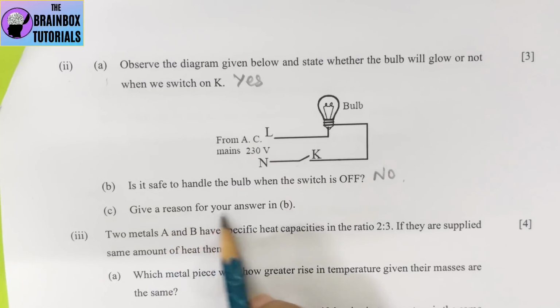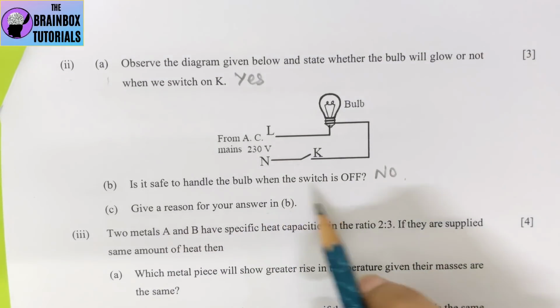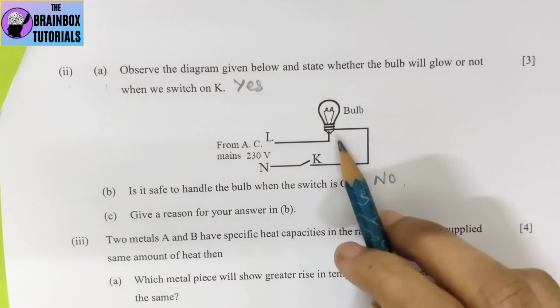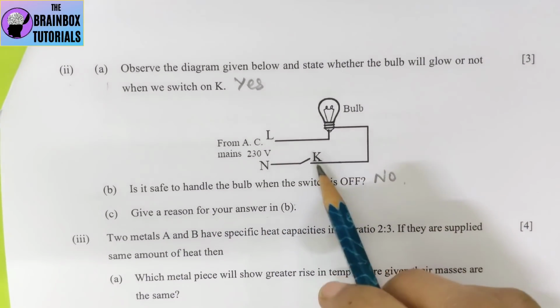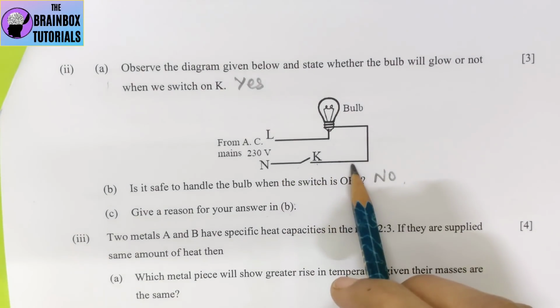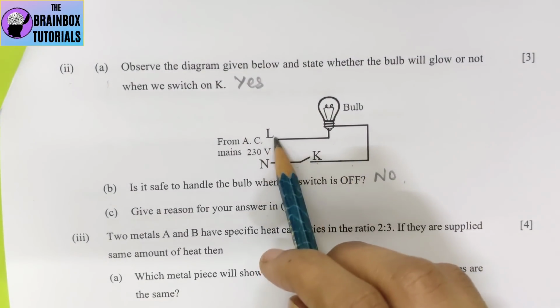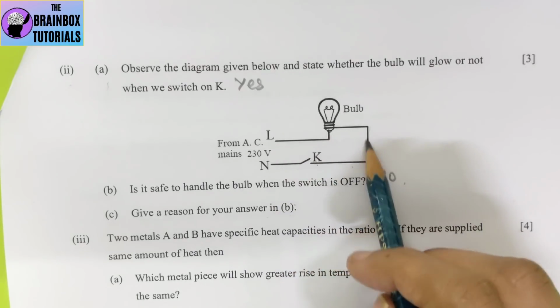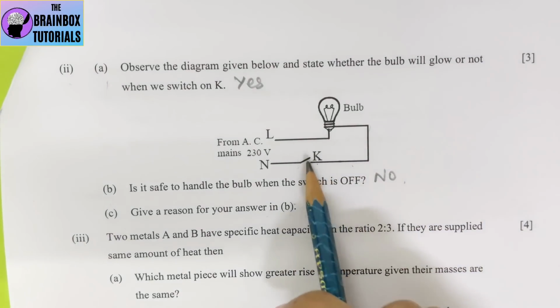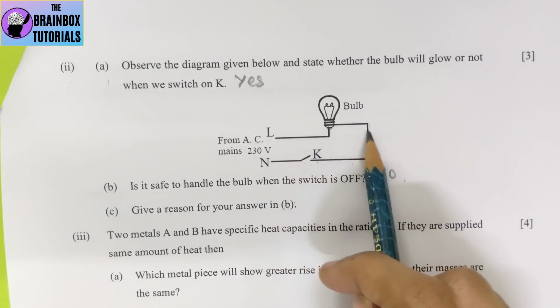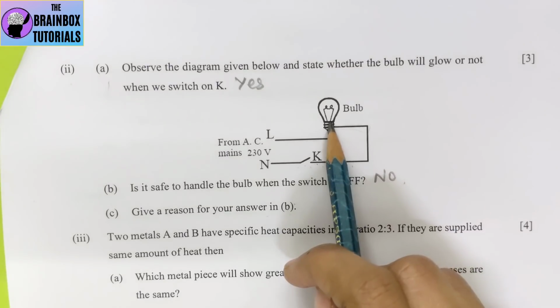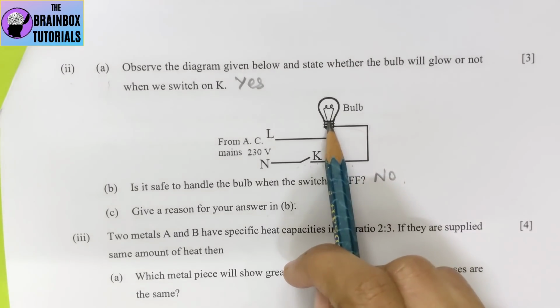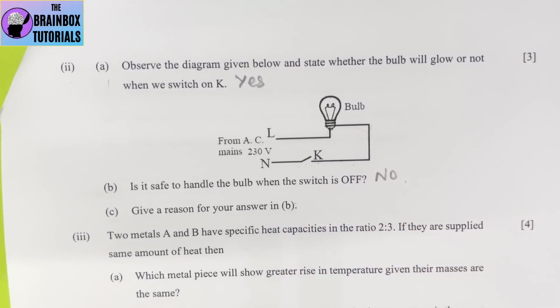Number C, give a reason for your answer in B. Now we will give the reason why it is unsafe. As the key is placed in the neutral wire, that means the current will keep flowing to the bulb through the live wire. Even if the switch is on or off, the current will move on. That means it is unsafe to handle the bulb because it may give us a shock.